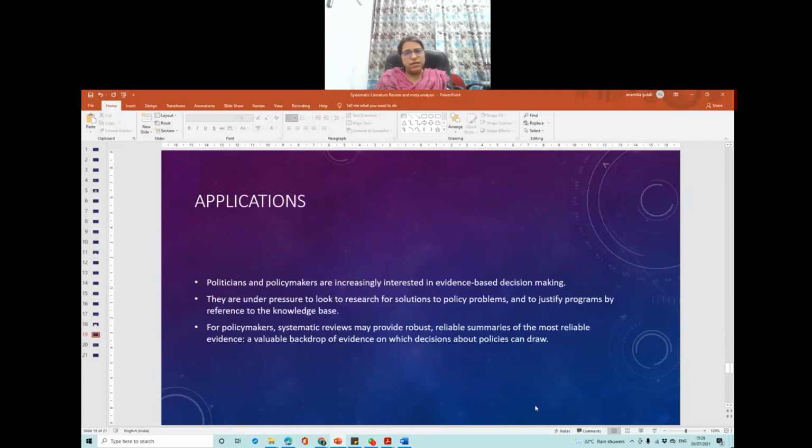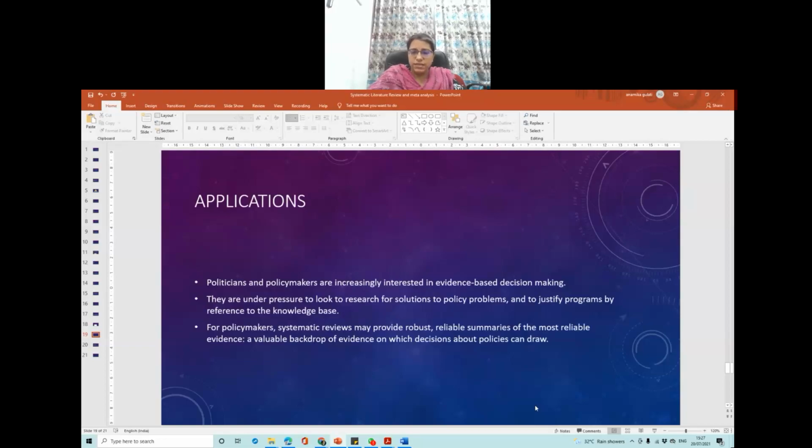Another example is when a general overall picture of the evidence in a topic area is needed to direct future research. When we can understand that there is a requirement for future research, systematic reviews really help, so that they can guide us on what has already been done in that particular area and what new can be done. And when an accurate picture of past research is required, systematic reviews are really beneficial.